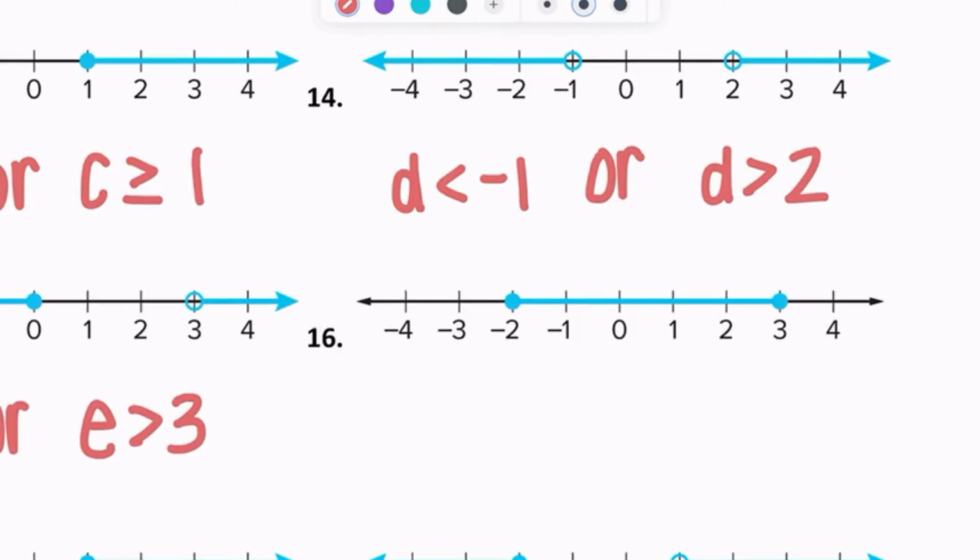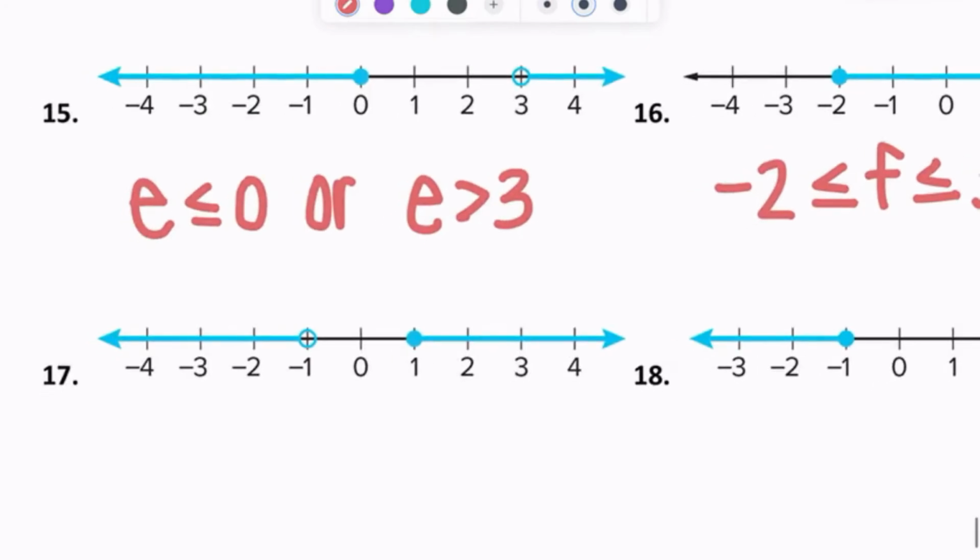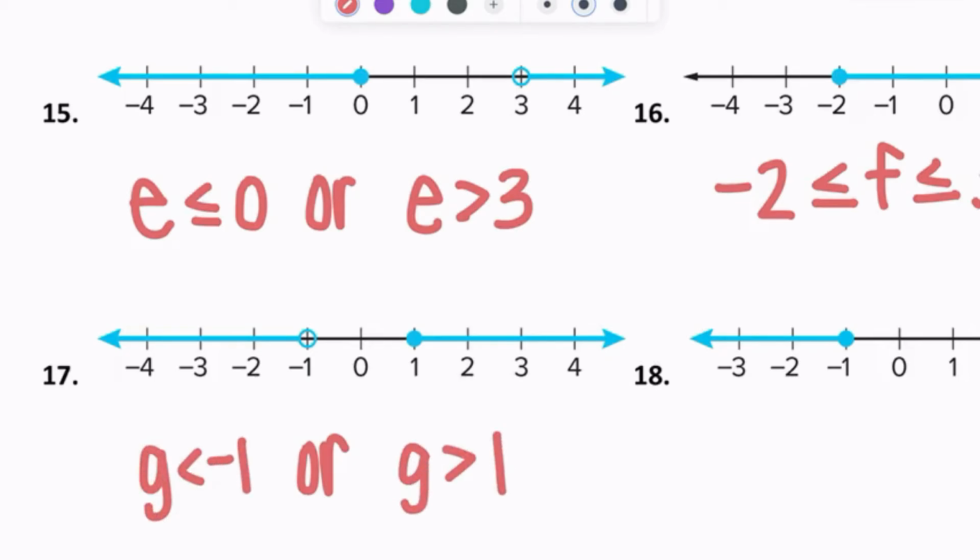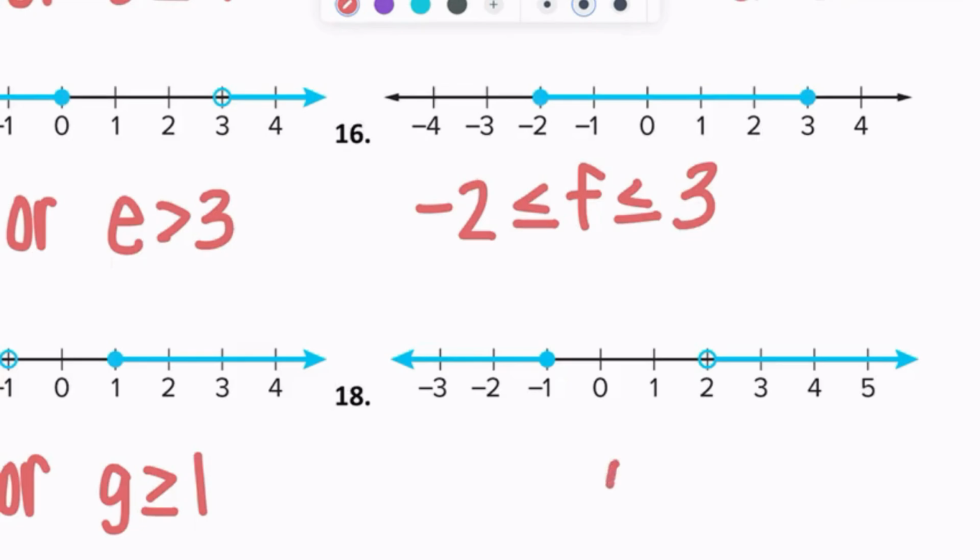16, these are connected, so that tells me my variable is going to be in the middle. We put less than or equal to's because they both have solid dots, -2 and a 3. Not connected, so I'm going to put an or statement. G is less than -1, G is greater than or equal to +1. And last but not least, again, these are not connected, so I have an or statement. H less than or equal to -1. Or, sorry, I'm going to make a little more room there. H greater than 2.